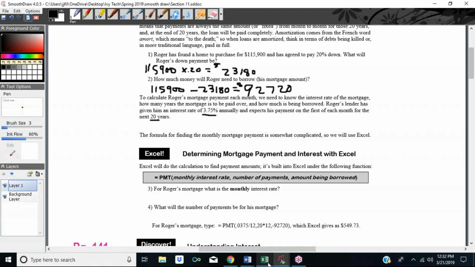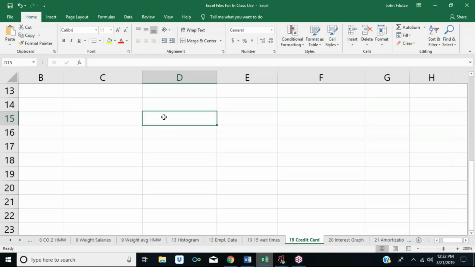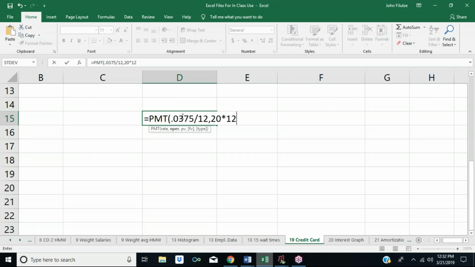So let me show you how we put this in Excel. Okay, I'll just scroll down a little bit here and do it. We're going to use this Pmt function. And the way we're going to do it is we're going to get the monthly rate. So his interest rate was 3.75%, so 0.0375 divided by 12 gives us the monthly rate. And then comma, now the number of payments, well, he's going to do 20 years times 12 payments each year, so 240, or you can put that in there like that.